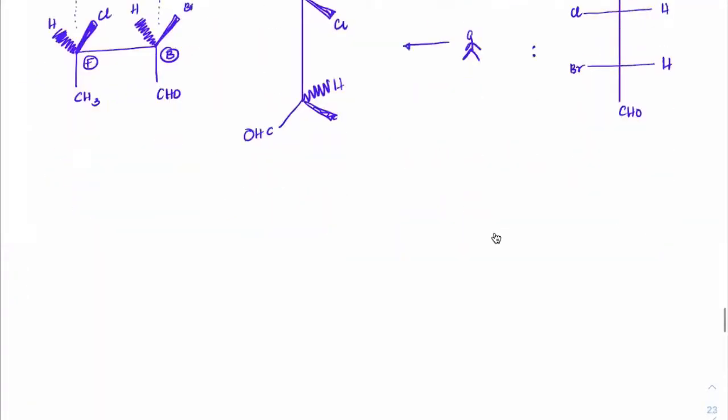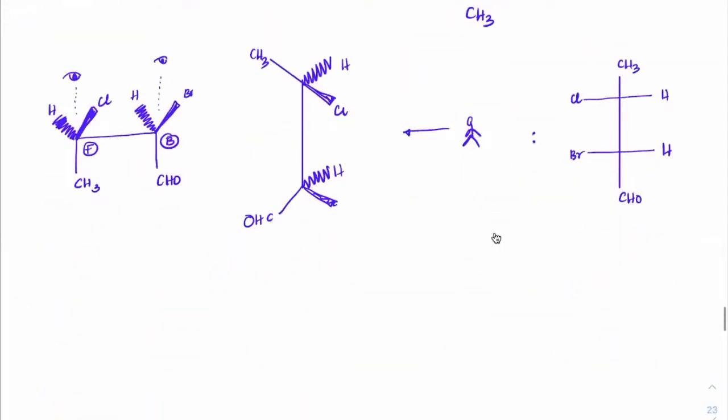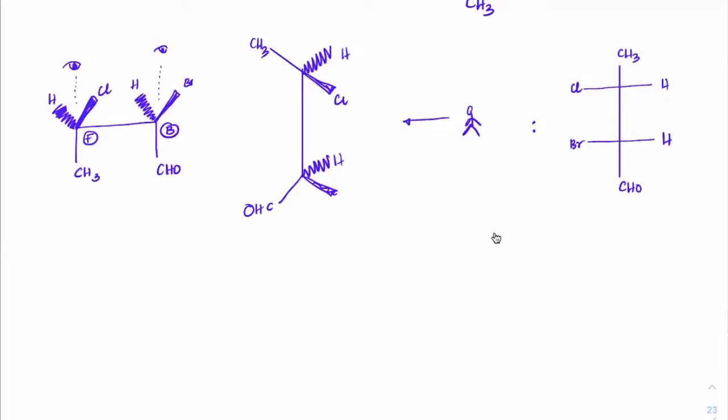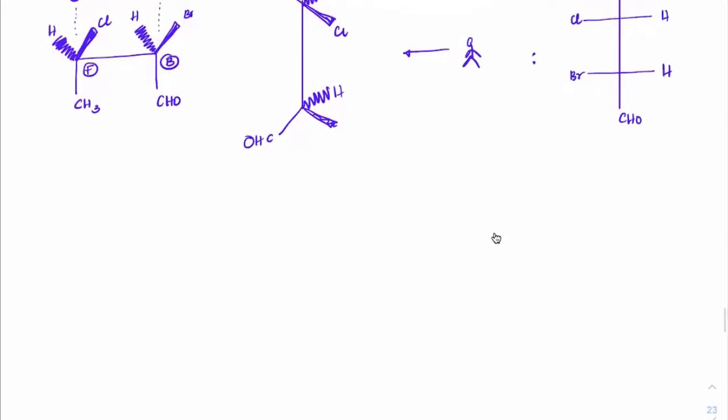Now we'll do the reverse one. First, we took a three-dimensional molecule and drew Fischer, Sawhorse and Newman projections. Now I want to draw the reverse, that is, starting with Fischer, I want to draw Newman, Sawhorse and Wedge-Dash projections.